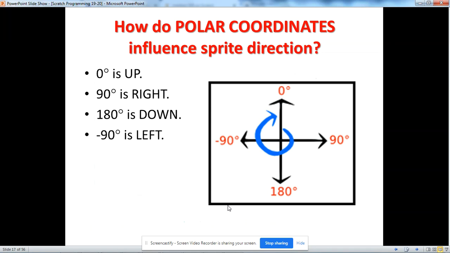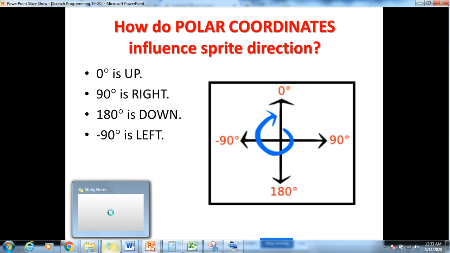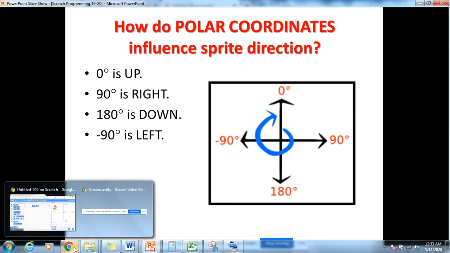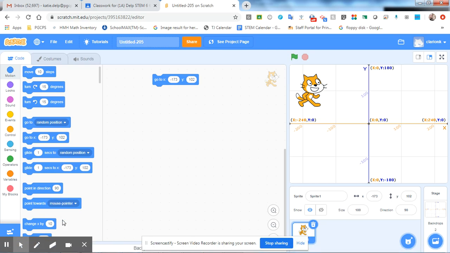Okay, so now that we got that, the other type of coordinates we have to talk about are polar coordinates. Polar coordinates are coordinates that deal with a sprite's direction, specifically the direction that it is pointing towards. So instead of using words like up, down, right, and left, again, we use numbers to describe the direction a sprite is pointing. So in this case, 0 is up, 90 is right, 180 is down, and -90 is left. Now, back in the day, students had to memorize these, but they updated Scratch somewhat recently, so they've made this really easy for you.